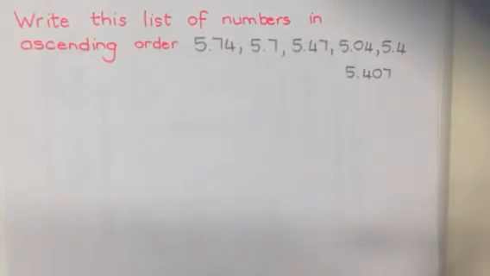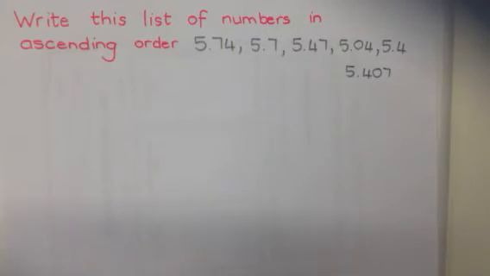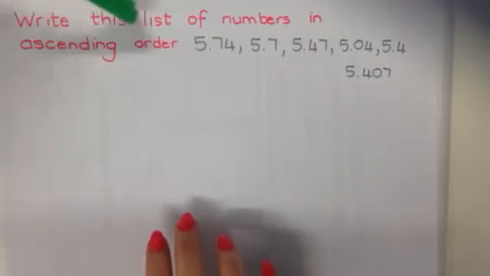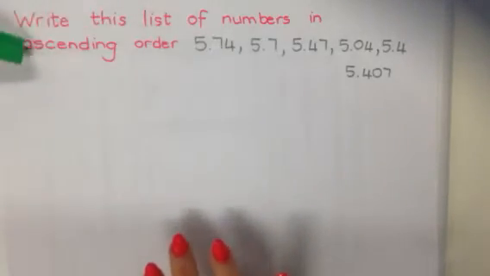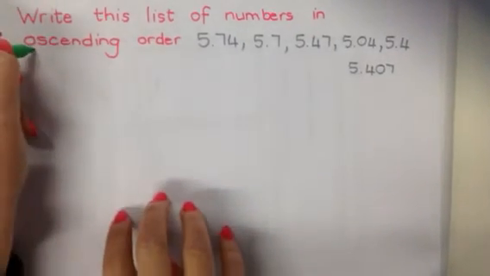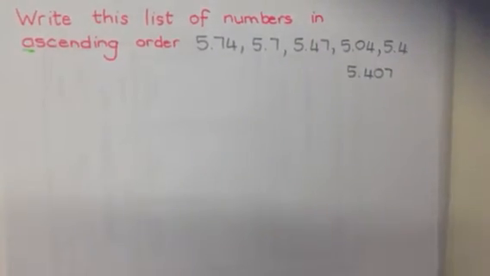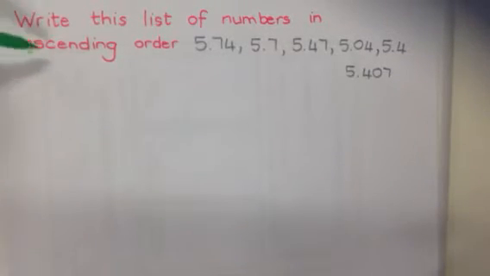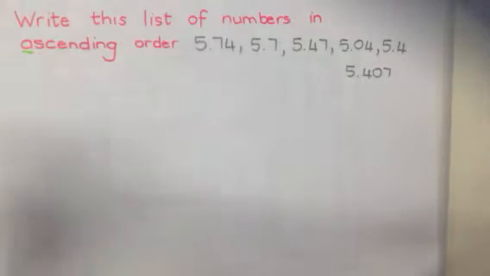So now we're looking at ordering decimals. How do we get them into the right order? So this question says, write the list of numbers in ascending order. Now A means ascending, it starts at the beginning of the alphabet, so it's the smallest number to the biggest.